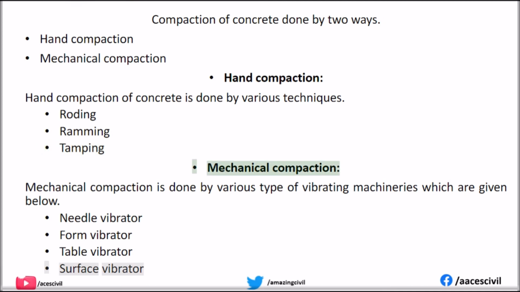Mechanical compaction. Mechanical compaction is done by various types of vibrating machinery which are given below. Needle vibrator, form vibrator, table vibrator.